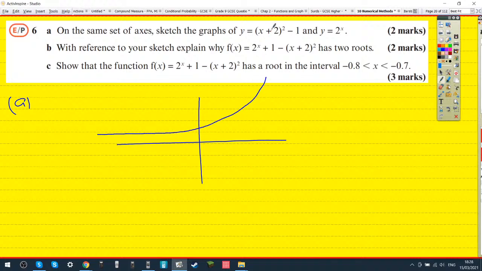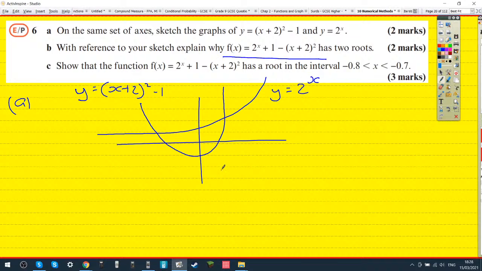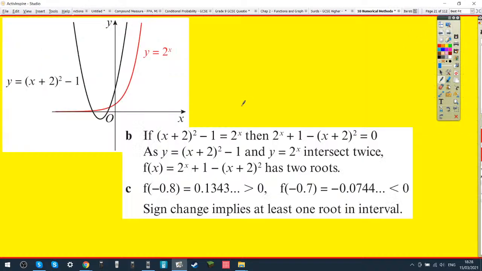Let me see. x plus 2 squared minus 1. So that's going to be something like that. Best I can do. And so how does this diagram show that there's going to be 2 roots? Because there's two intersections. Yeah, 2 points of intersection. Yep. There we go.